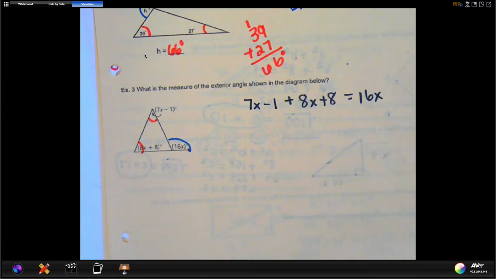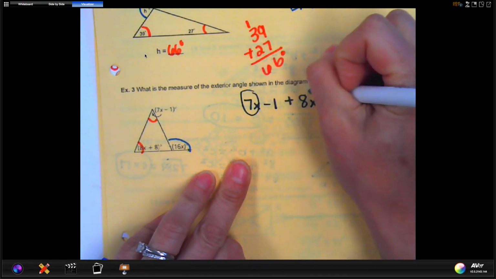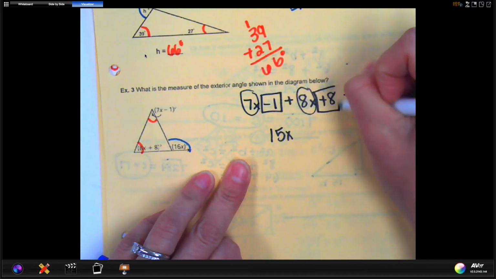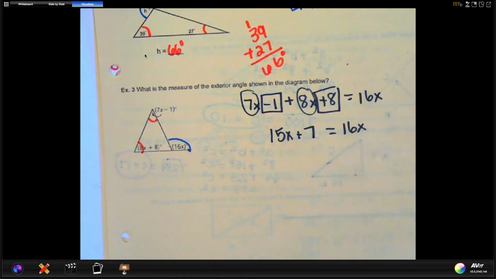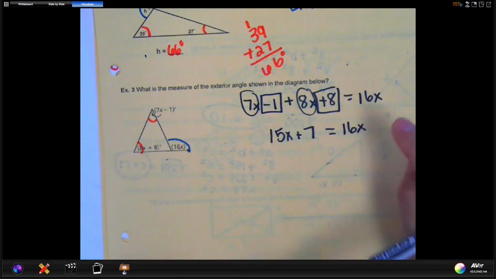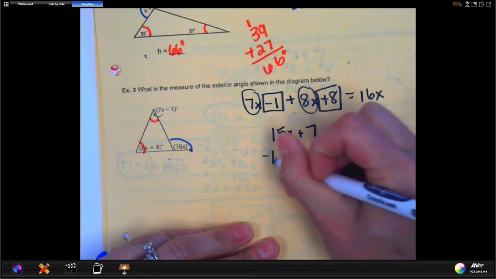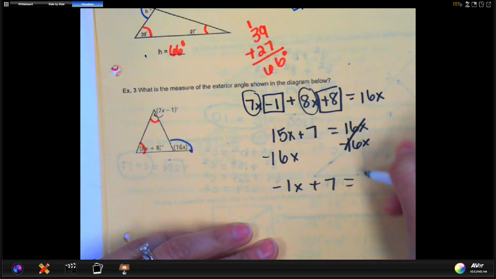Okay, so we're going to start by looking at just the left side, and we're going to combine like terms. So 7x plus 8x gives us 15x, and negative 1 plus 8 is going to give us positive 7, and then equals 16x. And so now we still have an x on both sides, so we have to cancel one of them out. In my class, we usually cancel the one on the right just to stay consistent. So we're going to subtract 16x and subtract 16x, giving us negative 1x plus 7 equaling now 0 over here.